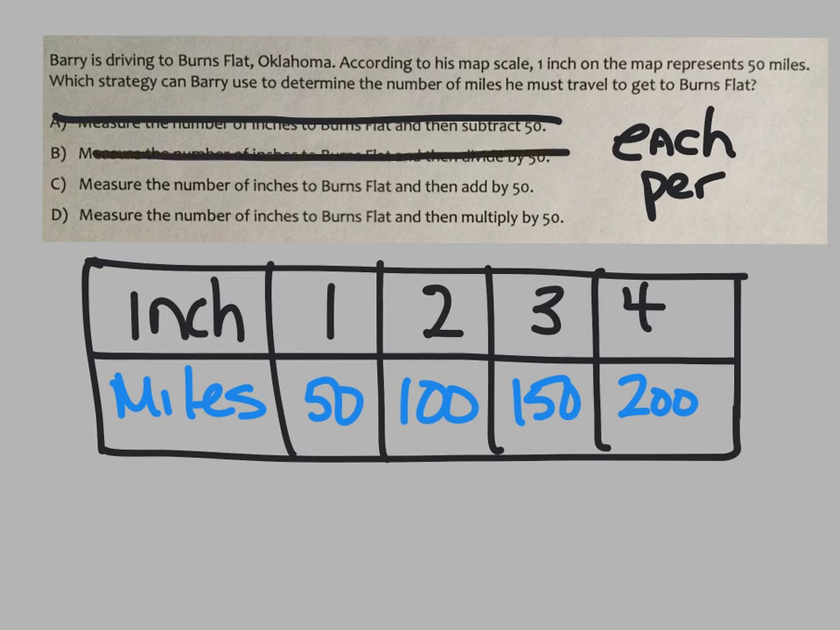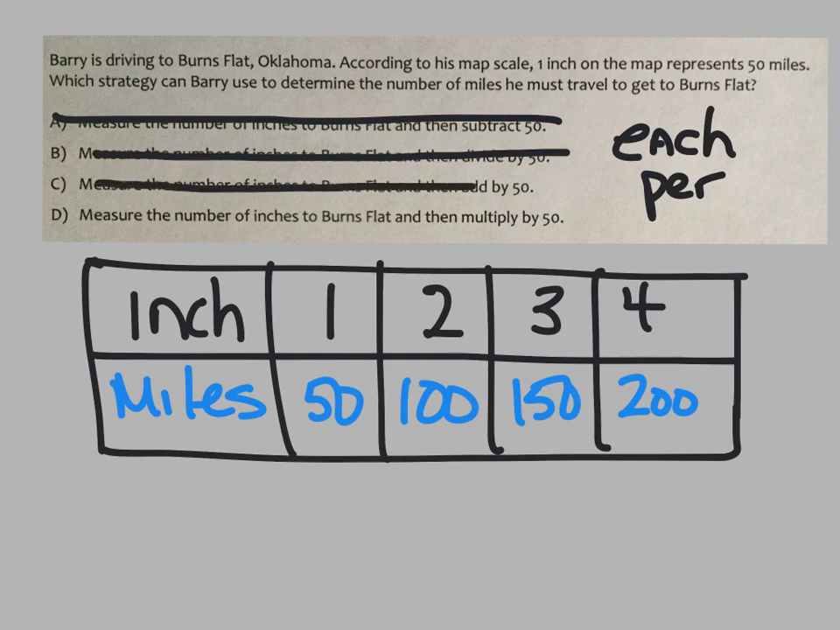C. Measure the number of inches to Burns Flat and then add 50. While in our table it looks like we're adding 50 miles each and every time, we're not adding the 50 to the number of inches. Each time the inches increase, the miles increase as well. Measure the number of inches and then add 50 wouldn't work, because then 1 would be 51 and 2 would be 52 and 3 would be 53, and that's not working.